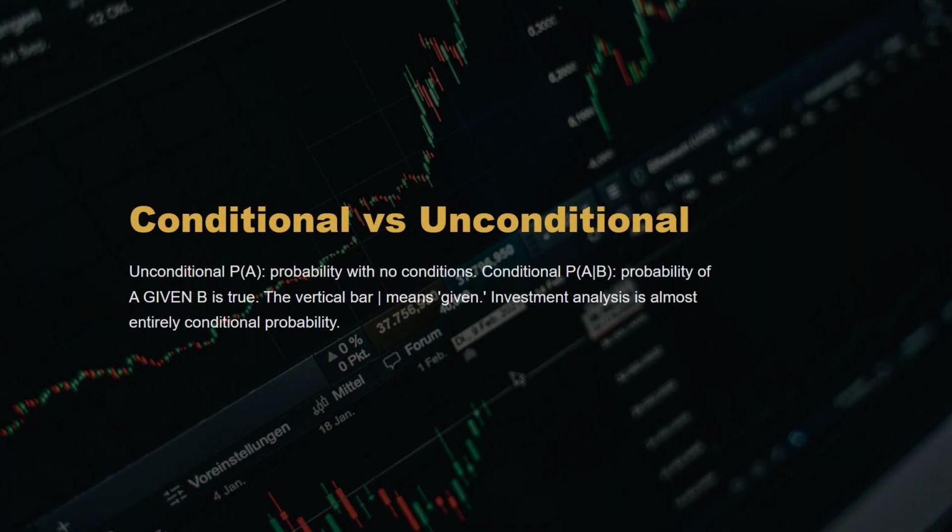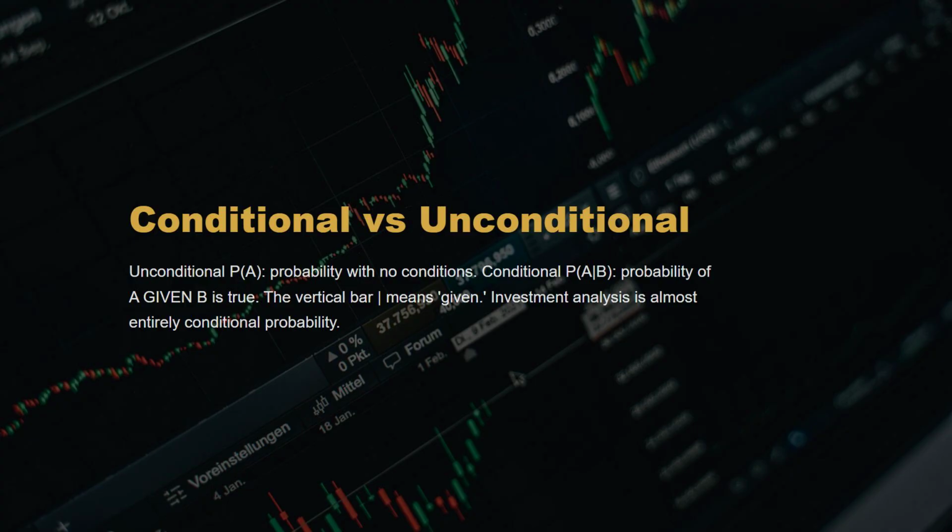Unconditional probability is the probability of an event without any additional information. The probability that a stock goes up tomorrow, period, no conditions attached. Conditional probability is the probability of an event given that another event has already occurred or is known to be true. Probability that a stock goes up tomorrow, given that the Fed cut rates today.